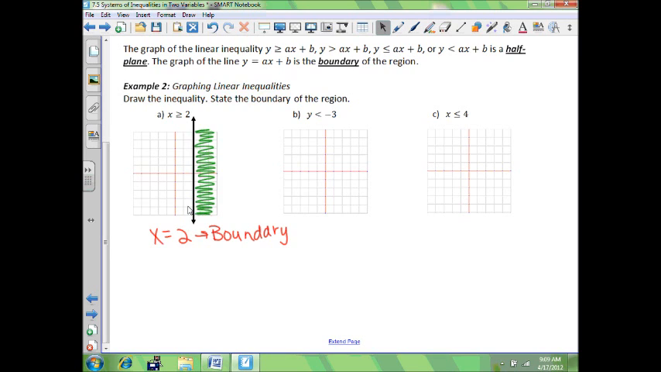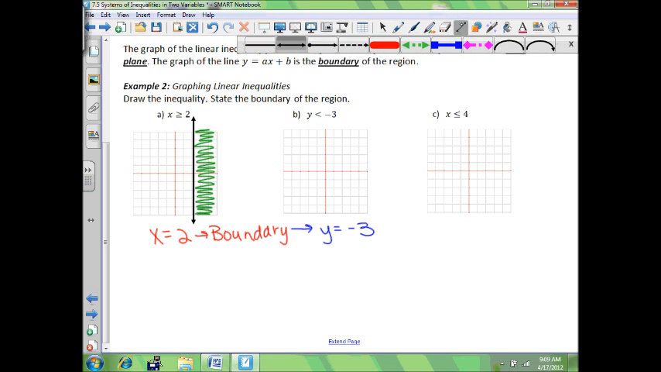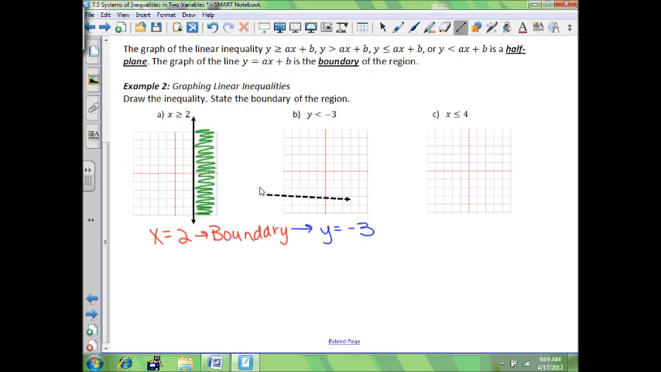Now, if you look at the next one in B, it says y is less than -3. That means my boundary is y equals -3. That means it's actually going to be a dotted line. Anything less than -3 will be below it. We'll put a dotted line there because it doesn't include y equals -3. So that's what happens there.